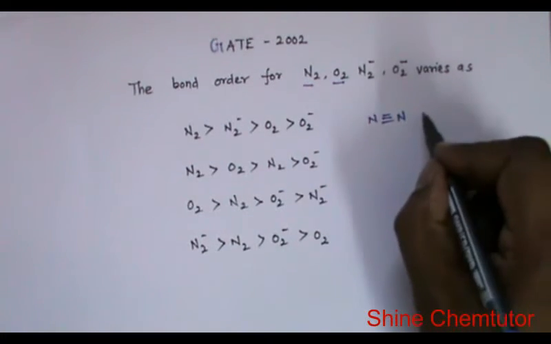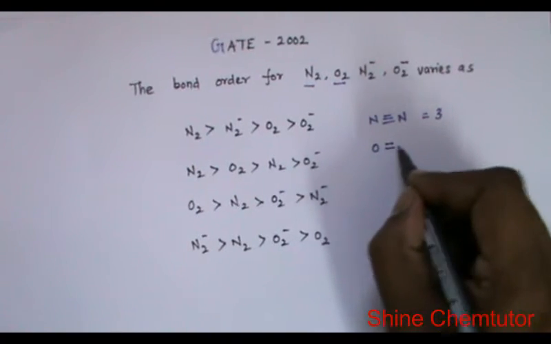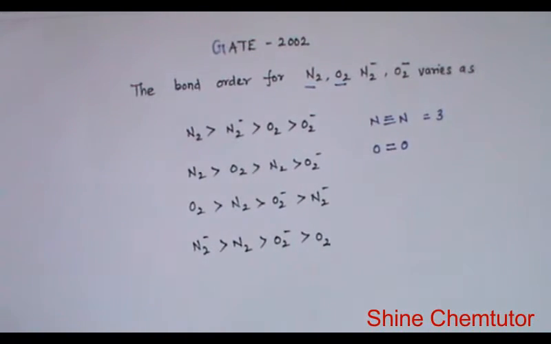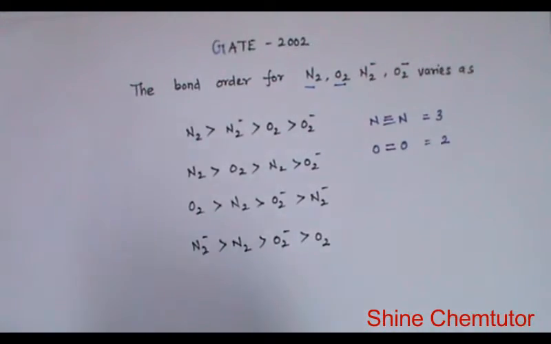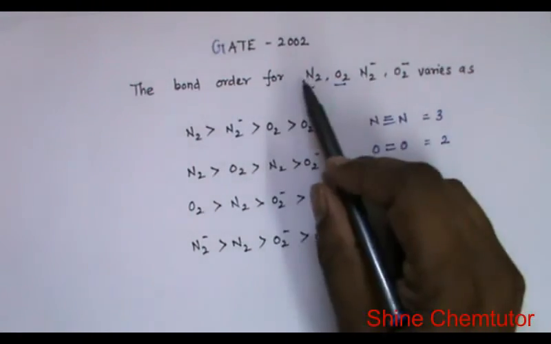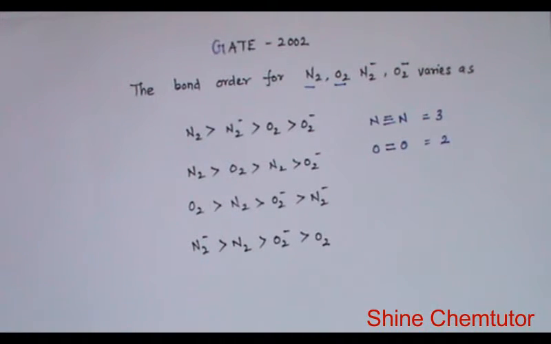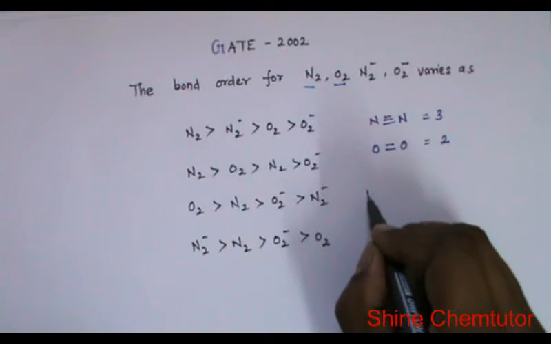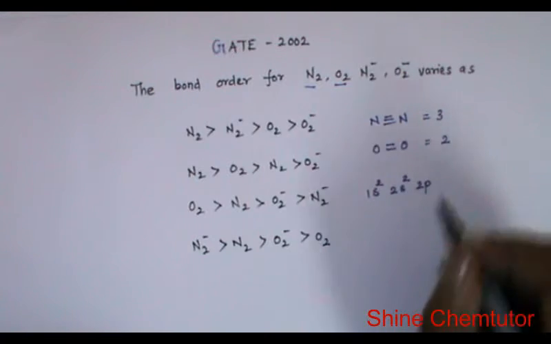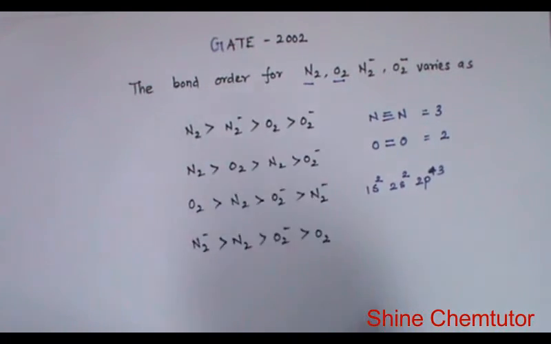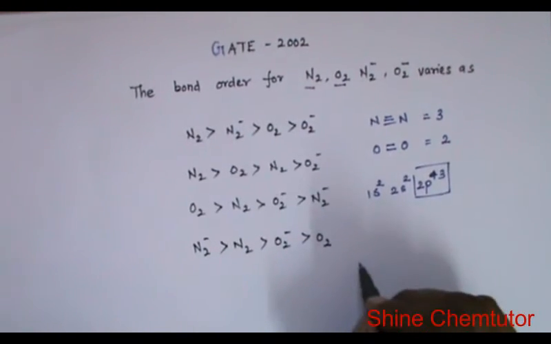That means the bond order is 3. For oxygen, this is the structure. It is a double bond. The bond order is 2. Now what will happen when you add 1 electron to nitrogen and 1 electron to oxygen? For that I go for the electronic configuration. It will be 1s2, 2s2, 2p3 for nitrogen. I consider only this molecular orbital. So that will be like this.